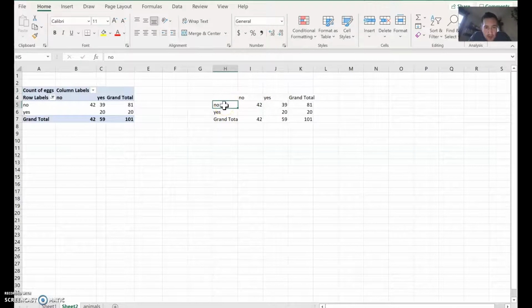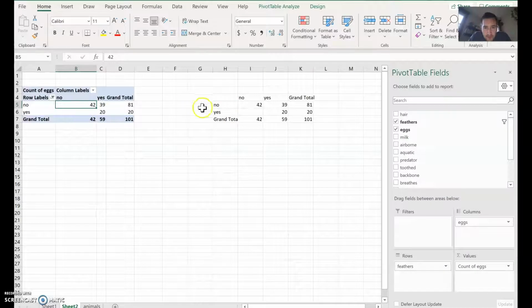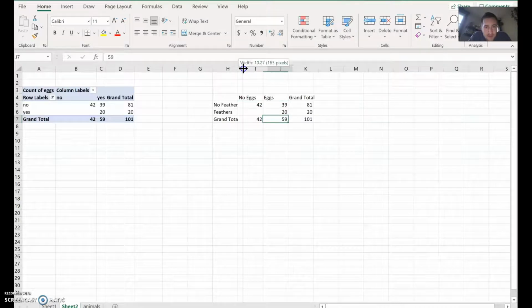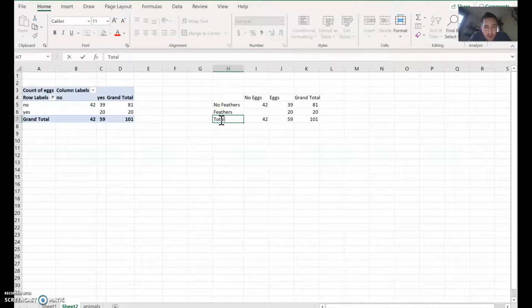So I'm going to change the no to, wait, did I do feathers? Yeah, I did feathers. I'm going to change the no to no feathers. Change the yes to feathers. And then this was laying eggs, so I'm going to say no eggs, and then eggs. Okay, don't just leave it as yes or no, or you will have no clue on your pie chart what the heck is going on. You see what I'm saying?